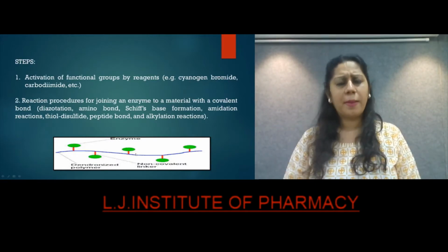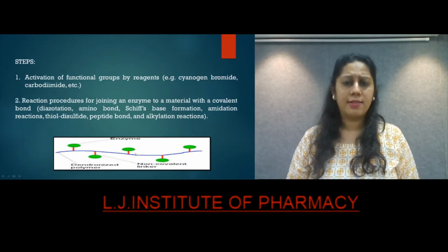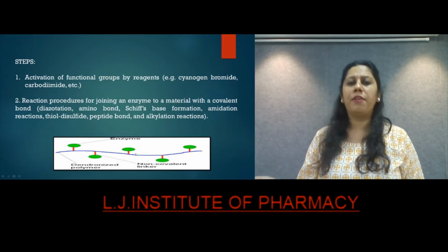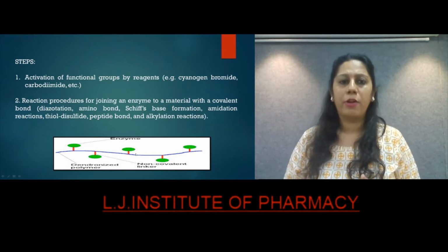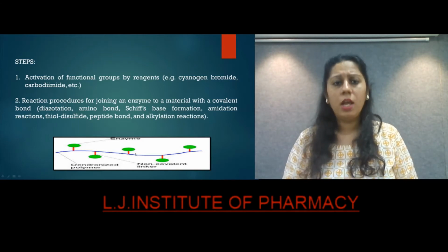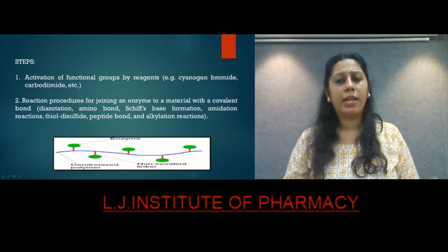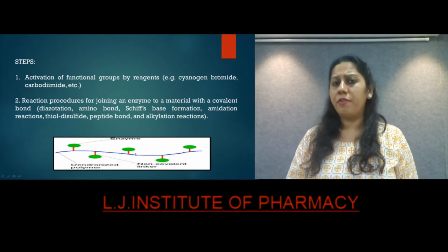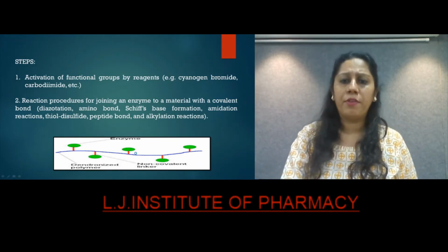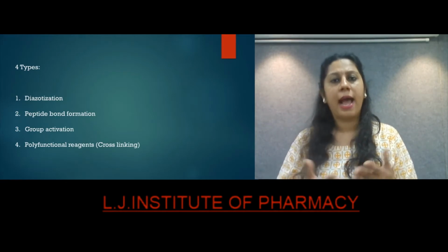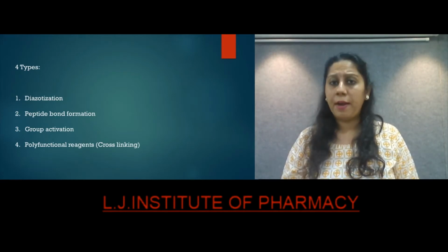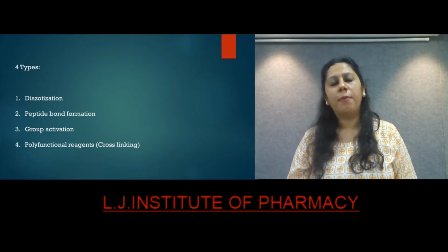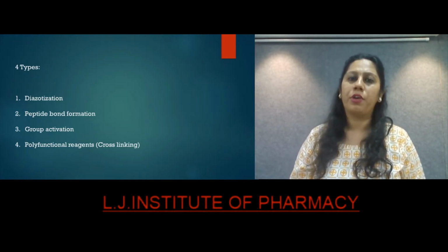Different steps can be involved in immobilizing the enzyme through covalent binding. One method is activation by functional reagents like cyanogen bromide or carbodiimide. The reaction procedures for joining an enzyme to a material with a covalent bond are involved. As we know, there are four types of reaction: diazotization, peptide bond formation, group activation, and the polyfunctional reagents or cross-linking method.